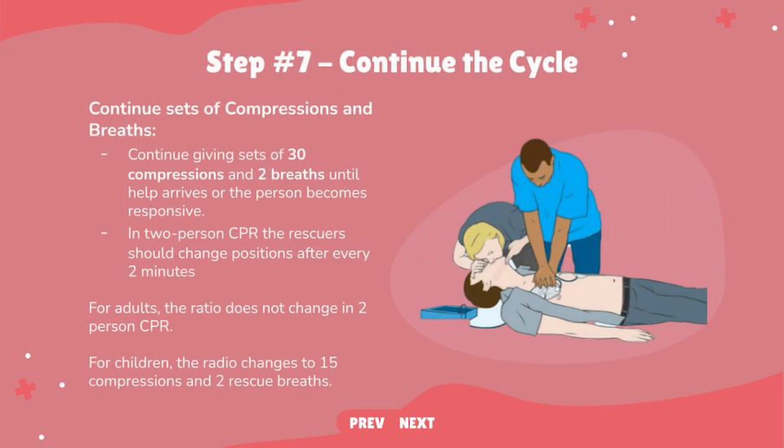The final step is to continue the cycle of compressions and breaths. Continue giving 30 compressions and 2 breaths until help arrives or the person becomes responsive. In 2-person CPR, rescuers should change positions after every 2 minutes. For adults, in 2-person CPR the ratio does not change and stays at 30:2. For children, in 2-person CPR the ratio changes to 15 compressions and 2 rescue breaths. This means instead of 30 compressions, you're giving 15 compressions, but you are still keeping 2 rescue breaths.